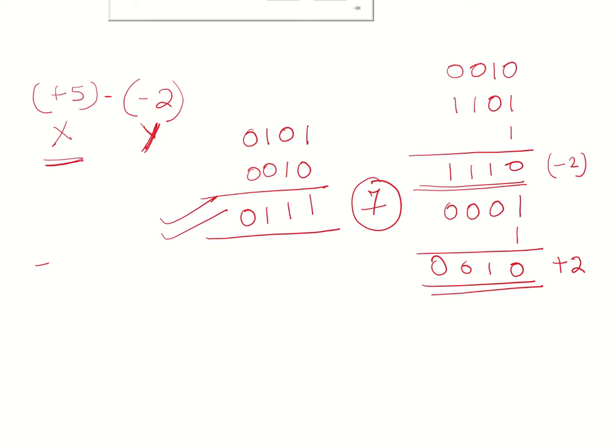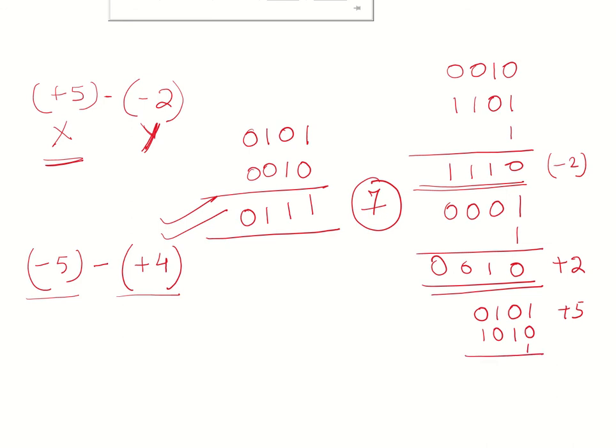Let us take another example where I am subtracting. I take minus 5, and from minus 5 I am going to subtract plus 4. So first of all, I have to see how minus 5 is stored in the machine. Minus 5 will be stored in the machine as the 2's complement of plus 5. This is plus 5. Take the 1's complement and add 1. So this is 1 0 1 1. This is minus 5. And this is how it has been stored in the machine, 1 0 1 1.